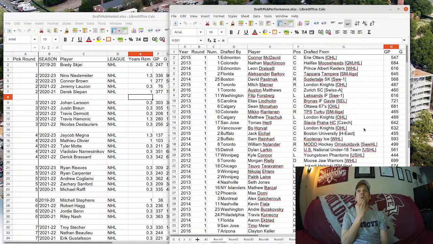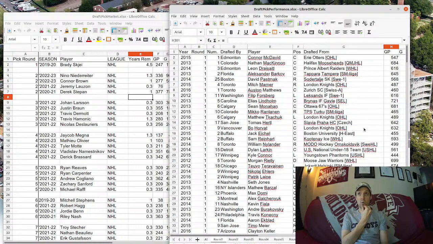So I guess a question is, what are you trying to get out of a draft pick? Are you just trying to get a guy that makes the NHL? I would say no. You're trying to get a guy that's productive. I think that's a good way to put it.